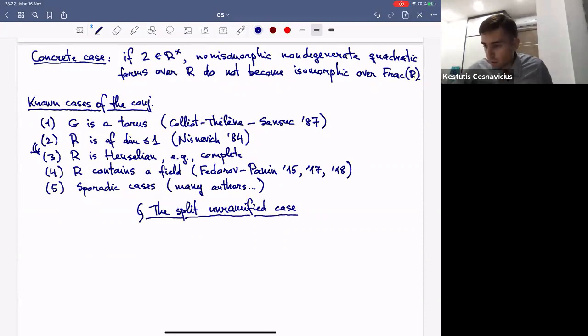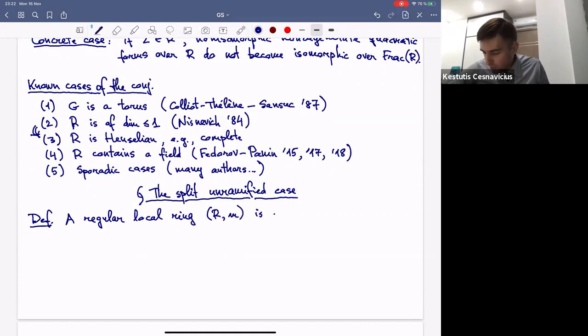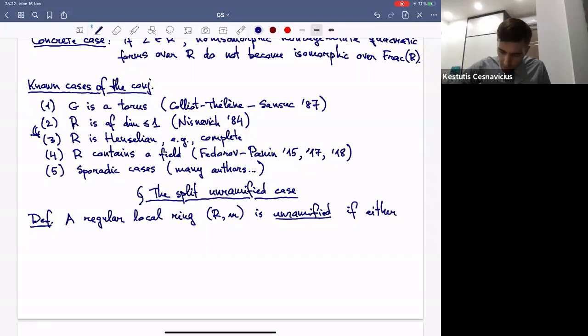So to get to that, let me just recall what I mean by unramified, so that we have our convention straight. A regular local ring R with maximal ideal M is said to be unramified if either it contains a field. Well, this is not going to be really the case that is our main focus, because in this case the conjecture is known in full. But anyway, this case is included, and our arguments will also not make a distinction.